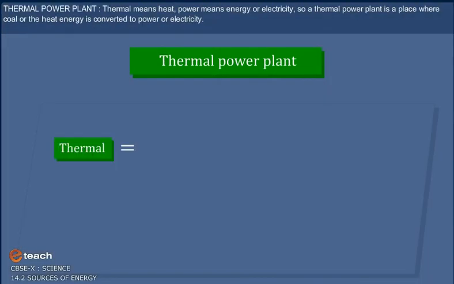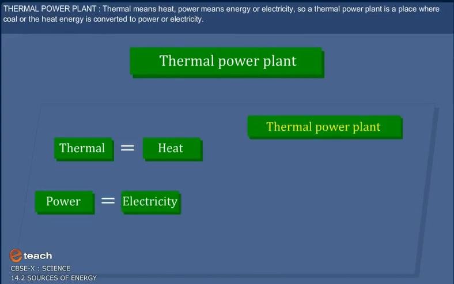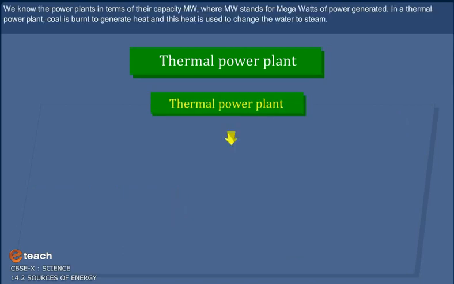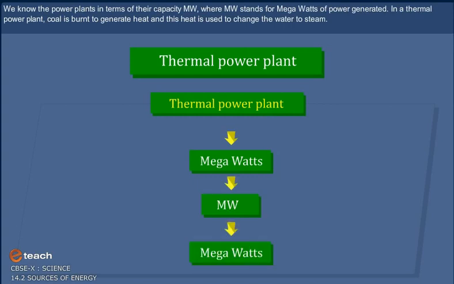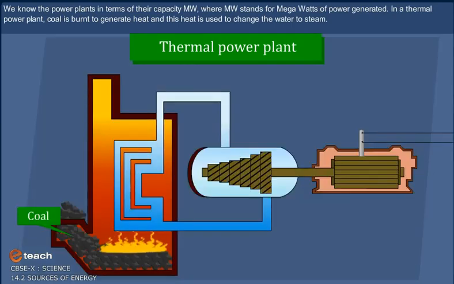Thermal power plant. Thermal means heat. Power means the energy or electricity. So, a thermal power plant is a place where the coal or heat energy is converted to power or electricity. We know the power plants by their capacity as MW, where MW stands for the megawatts of power generated.